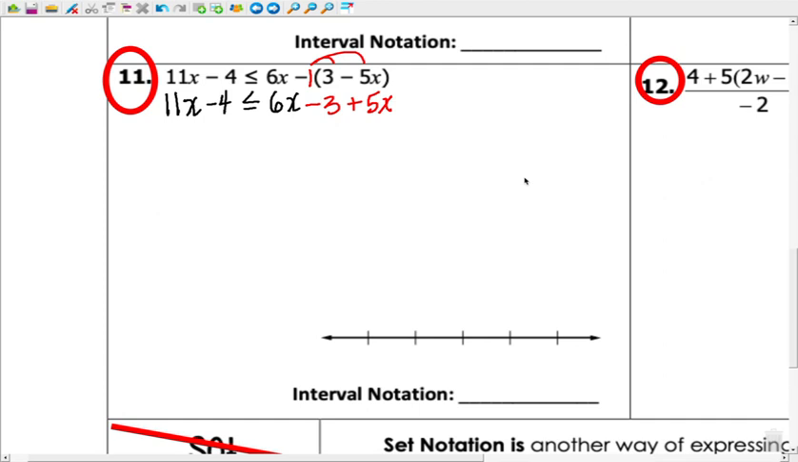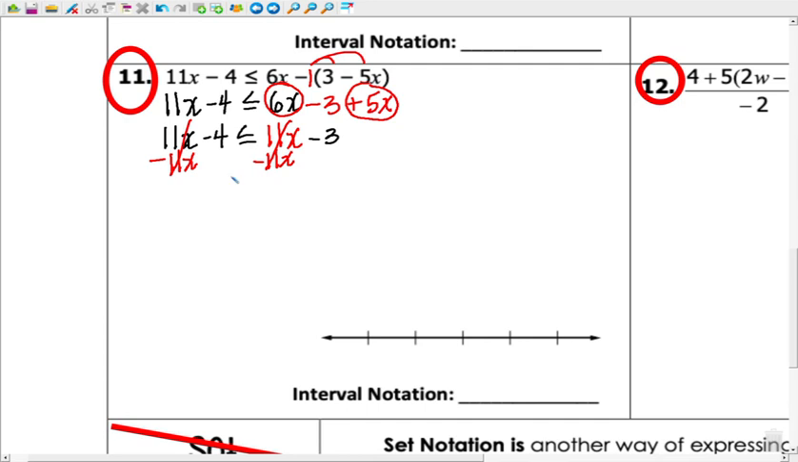All right, let's clean up what we have here. Bring down your 11x minus 4. Bring down your inequality symbol. But this will now be 6 plus 5. That gives me 11x. Bring down your minus 3. And let's get our variables on the same side. To do so, I subtract my 11x on both sides.